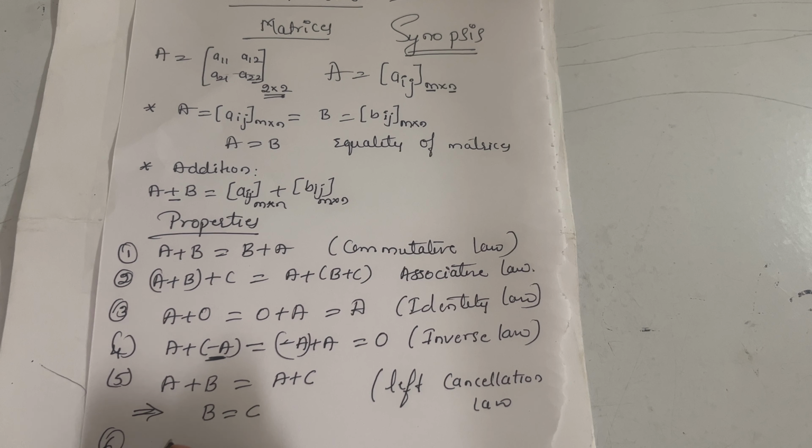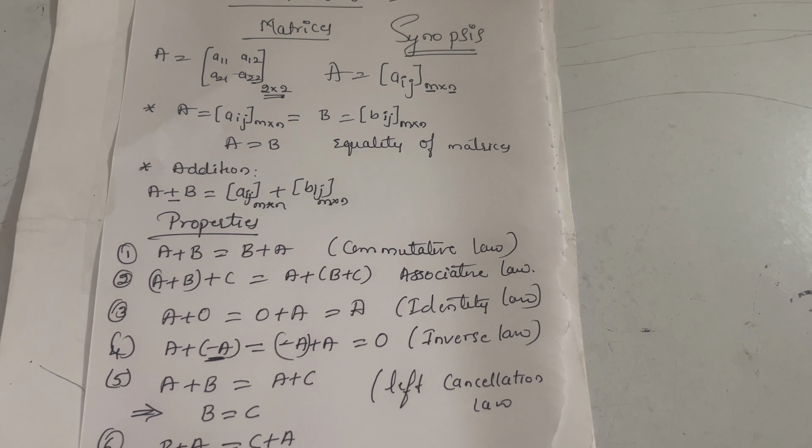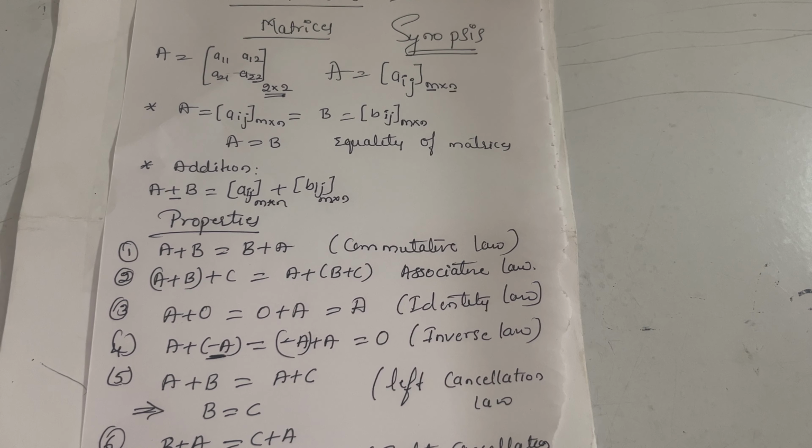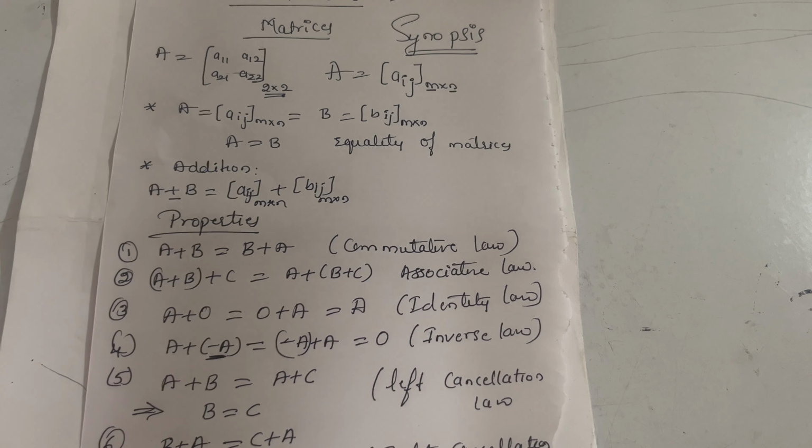Then the next one is, if I say B plus A is equal to C plus A, this also implies B is equal to C. This is called the right cancellation law. So this is very basic that we have started.